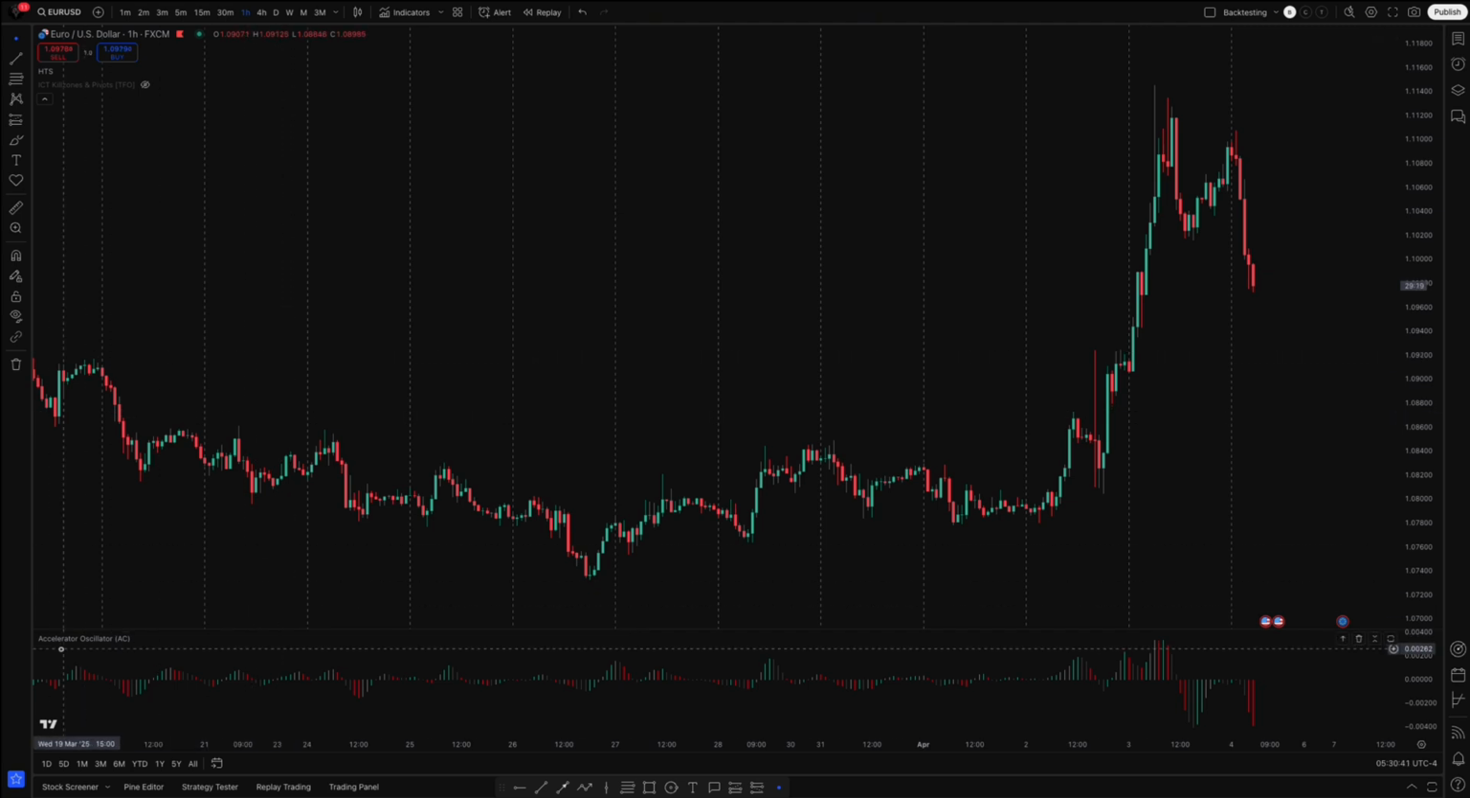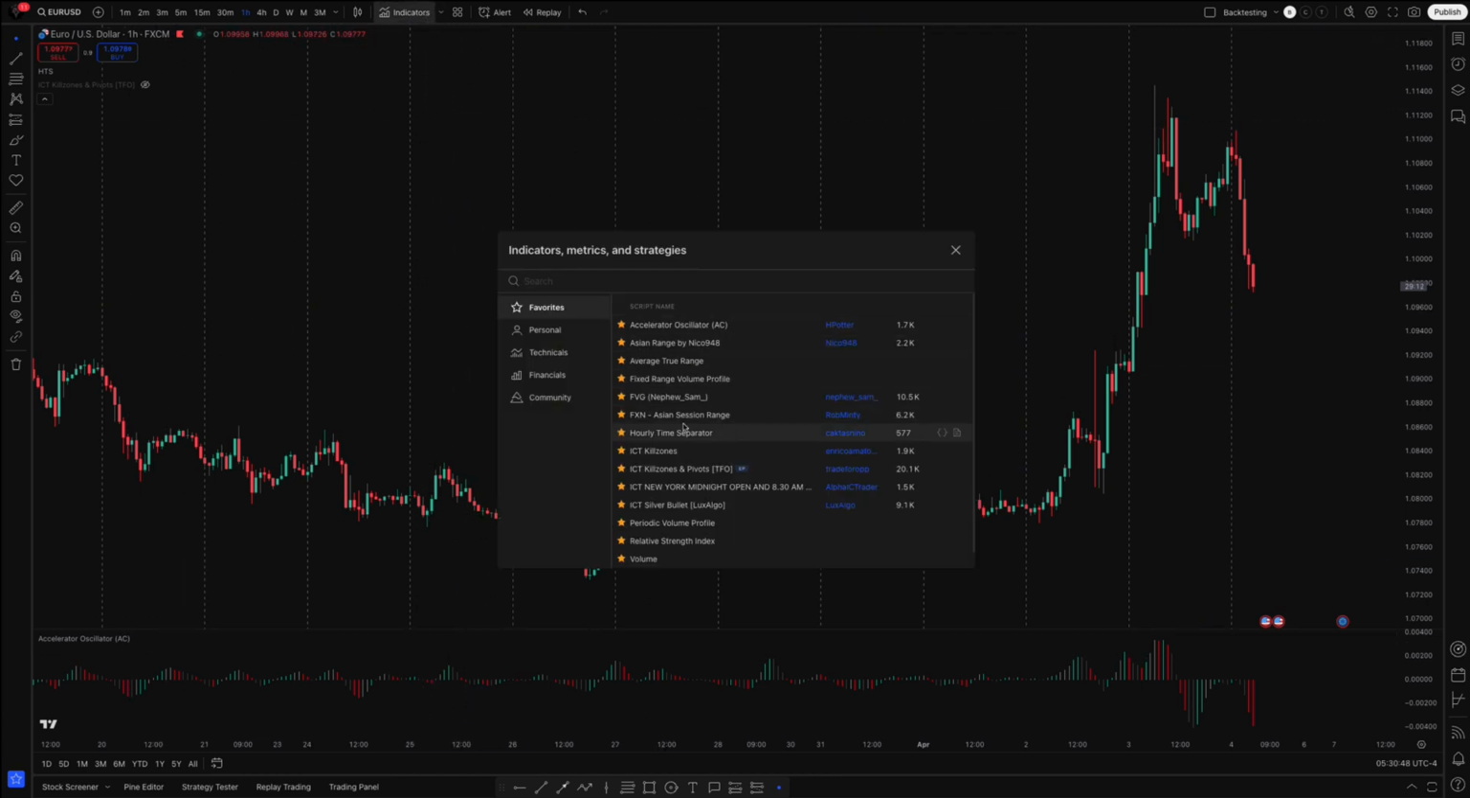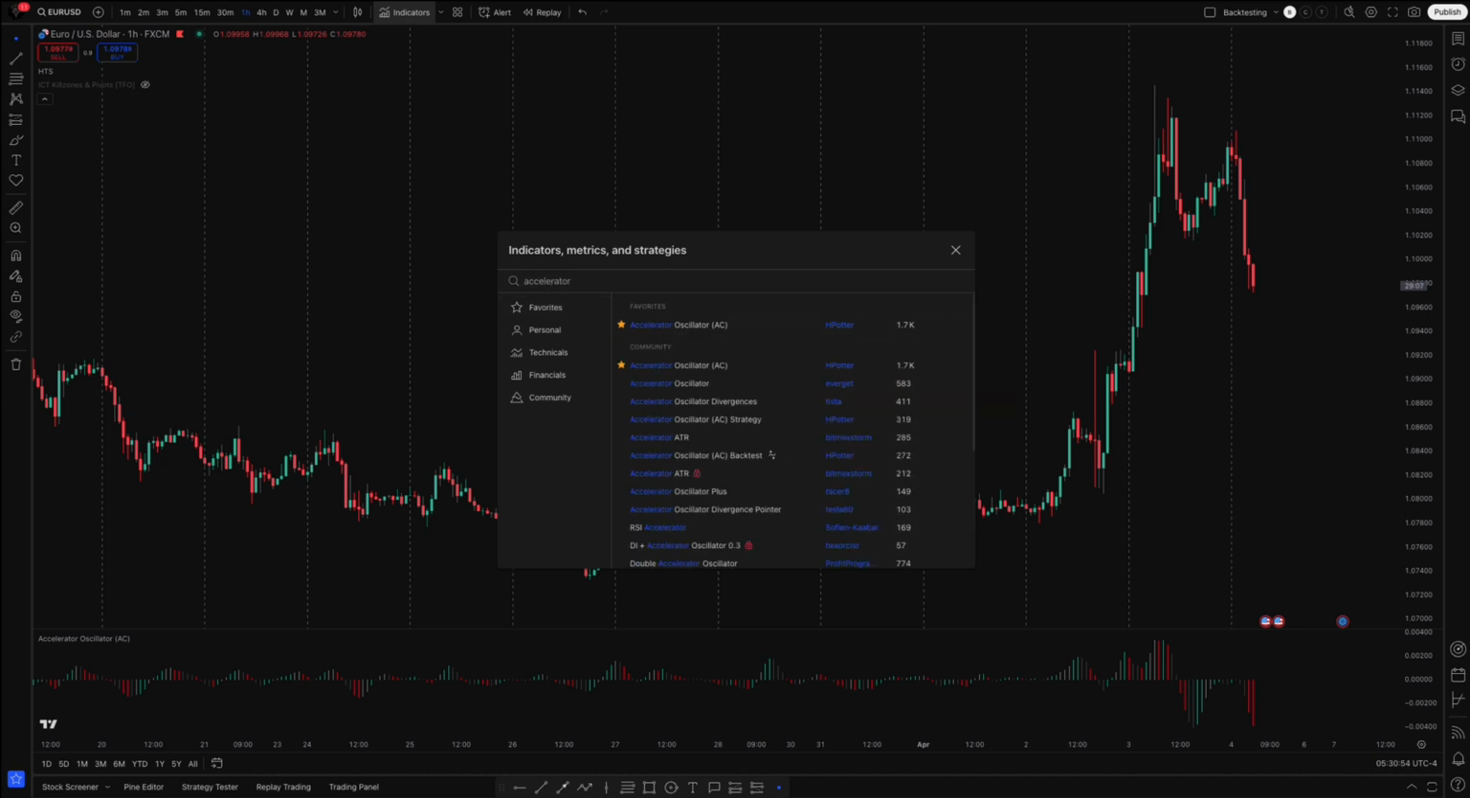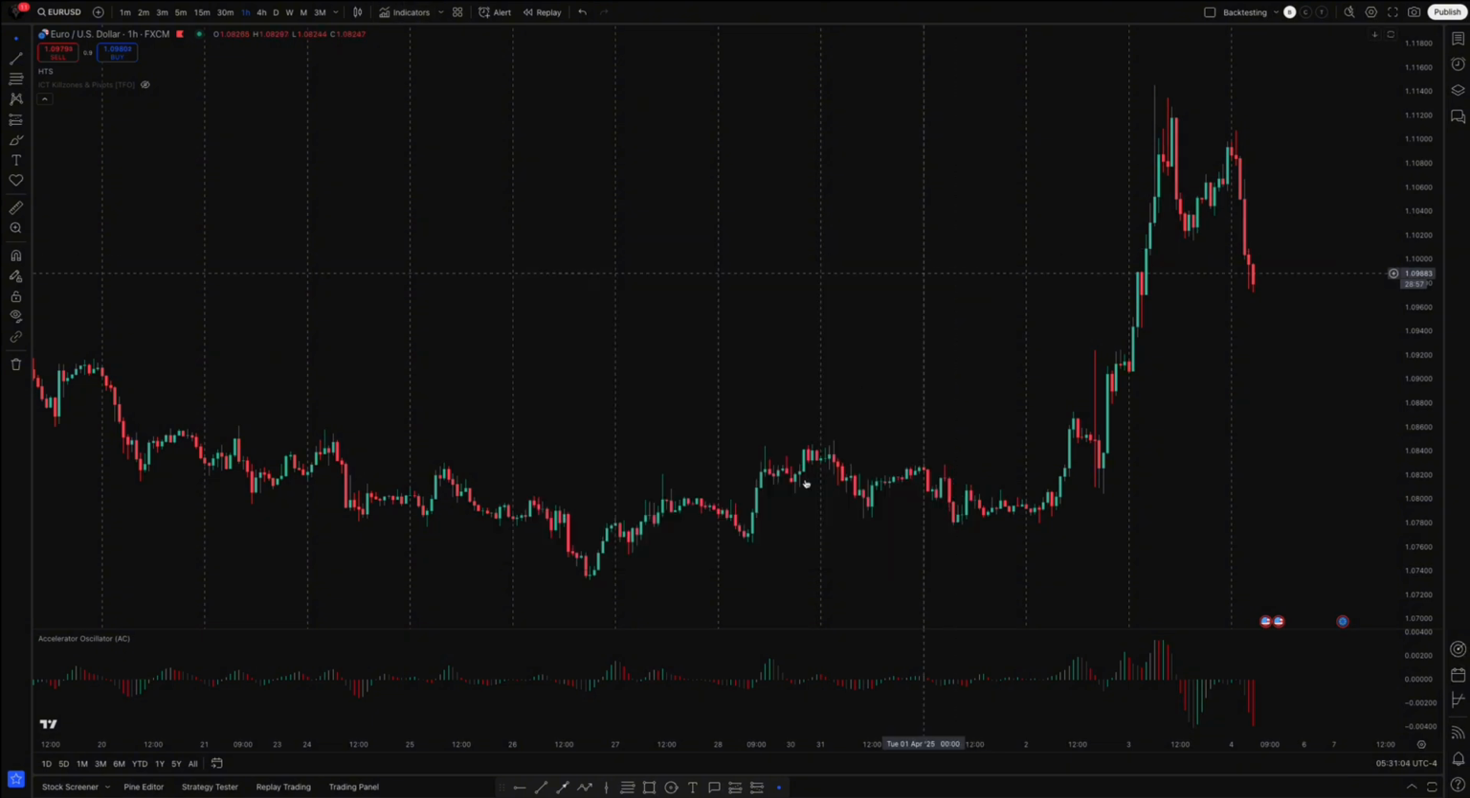Well, right here we have the Accelerator Oscillator. So on TradingView, if you want to add it to your chart, you can go up here to the Indicators tab. And I've already added it to my favorites, but you can also search here. And the one created by H. Potter is the one that I prefer to use, and you can also use. So yeah, when you click on this, it will apply to your chart and it will be down here.